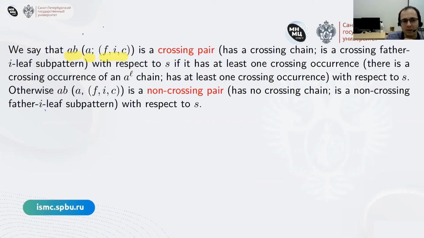And I will say that this is a crossing pair for some fixed solution if it has at least one crossing occurrence of the subpattern. This is a crossing A chain if it has at least one crossing occurrence of an A chain subpattern, and this is again a crossing FIC subpattern if it has at least one crossing occurrence. Okay, so those crossing occurrences are those which are problematic. So something is crossing if it has at least one such bad occurrence. If all of those are non-crossing, then this is a non-crossing pair, non-crossing A chain, and a non-crossing FIC subpattern.